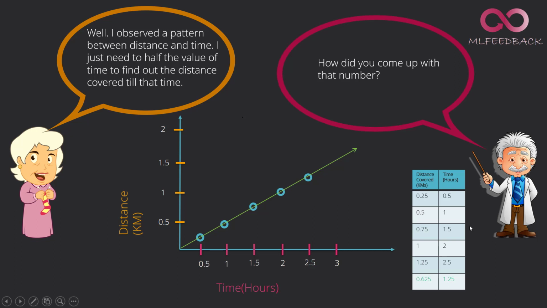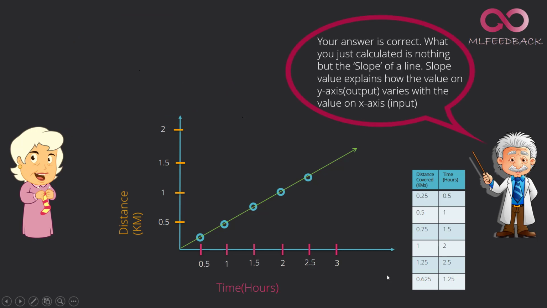Granny is intelligent, right? She has seen that whenever the time is, let us say 0.5, the distance is 0.25. When the time is 1 hour, the distance is 0.5. When the time is 1.5, it's 0.75, 2, 1, 2.5, 1.25. And that's how she said, because the time that you have provided to me is 1.25 hours, I just halved it and I got the value as 0.625. Albert says your answer is correct. What you just calculated is nothing but the slope of a line.